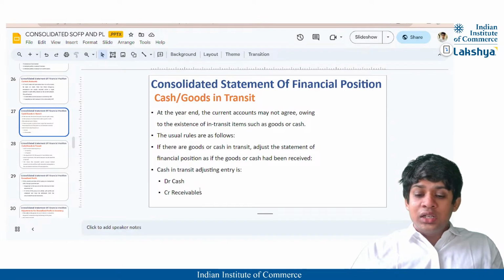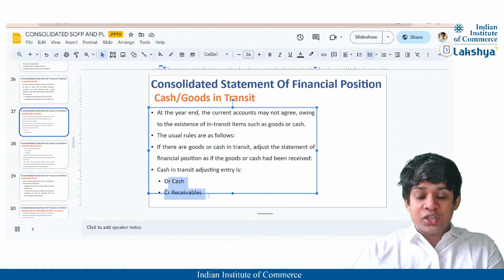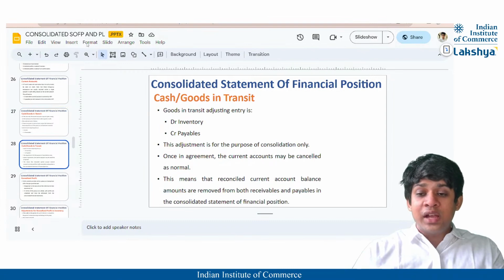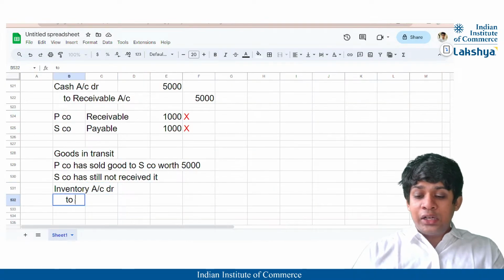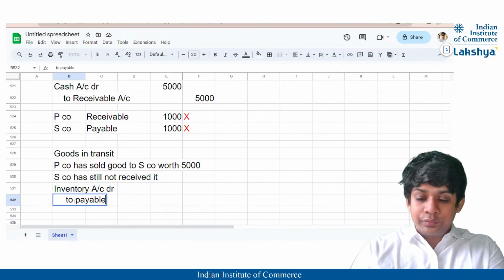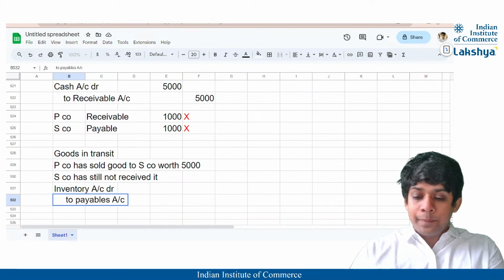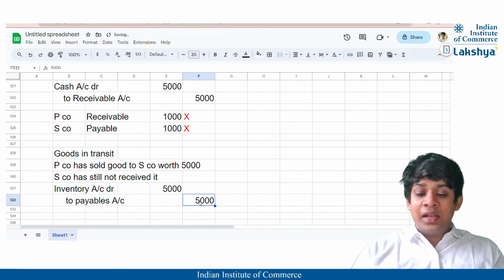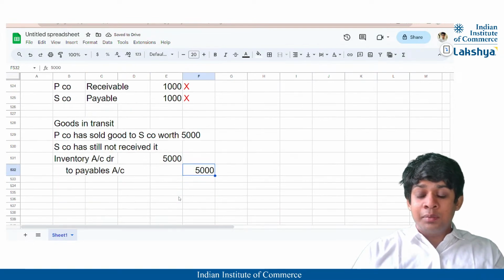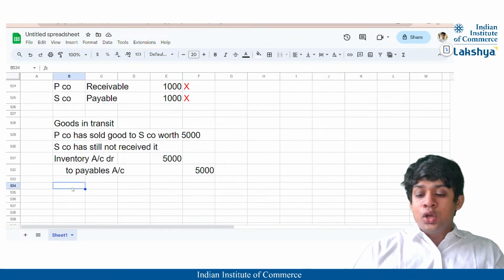So I'll just show you. See, this is the first one, debit cash to receivables. And these goods we have already received, correct? So the journal entry will simply be inventory to payables, right? That will be 5,000 and 5,000. Why payables? Payables is going to be credited because we are assuming now the parent company has sold it to the subsidiary company, right?